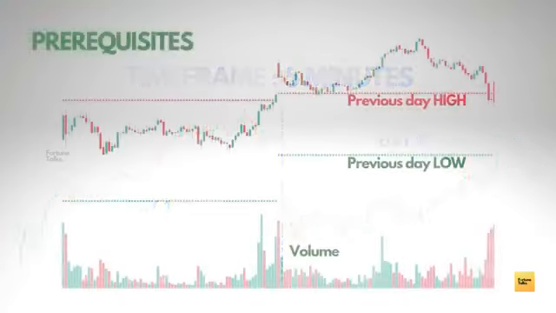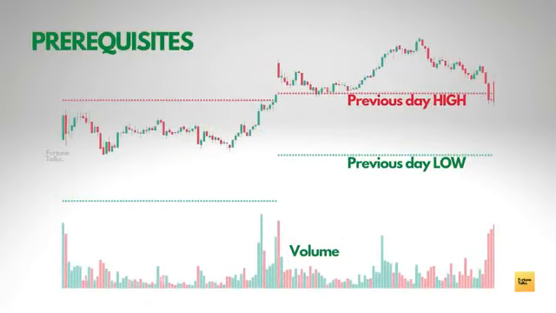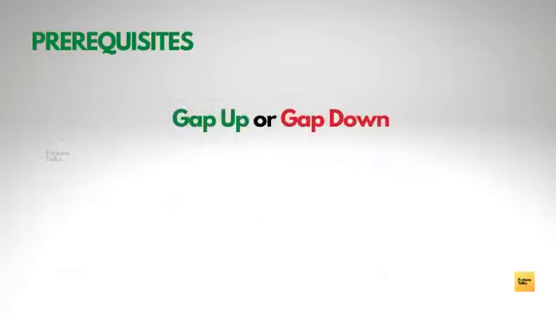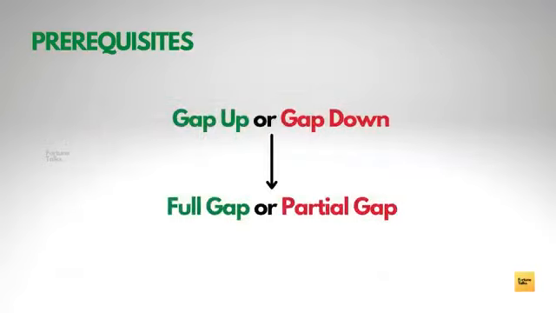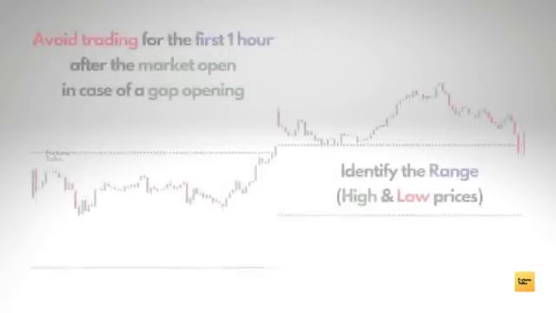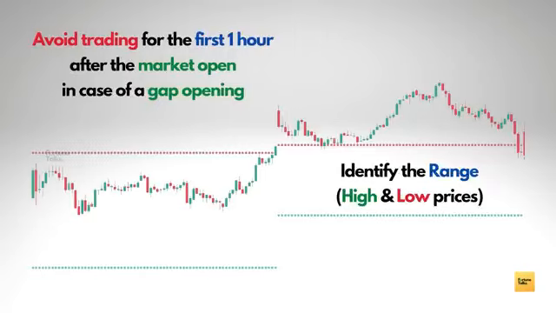So to begin with, I have to plot the previous day's high and lows and also bring up the volume indication on the chart. Then you have to see if it is a gap up or a gap down, and you have to figure out if the gap was a partial gap or a full gap. Now, after finding out these prerequisites, you are ready to take either the breakout approach or the reversal approach. And the most important thing of all, do not trade the first hour after the market open in case of a gap opening, because we need to understand the price range or the price action happening during such a volatile opening so as to implement our strategy with some amount of confidence.